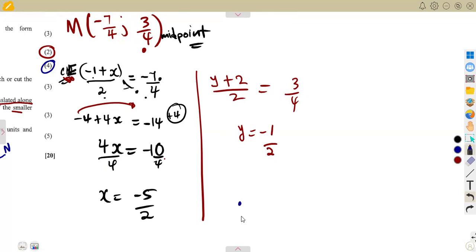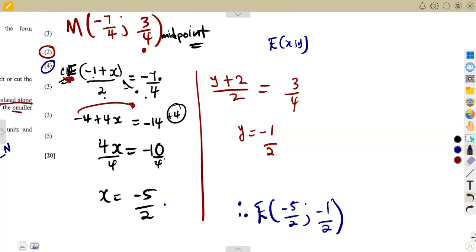-1/2. So therefore, our point E, because remember the point E is the one that we wrote there as (x, y). So our point E has the x value -5/2 and the y value -1/2, like this.